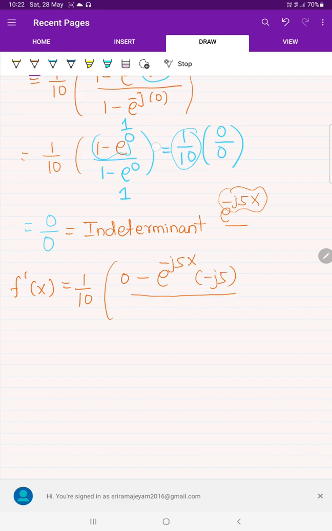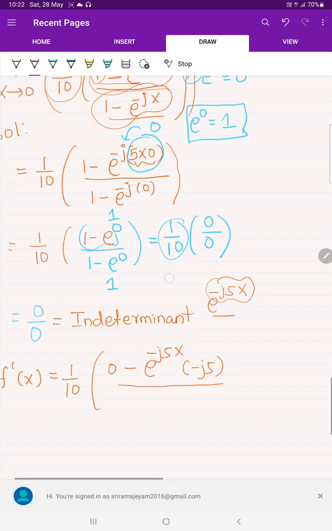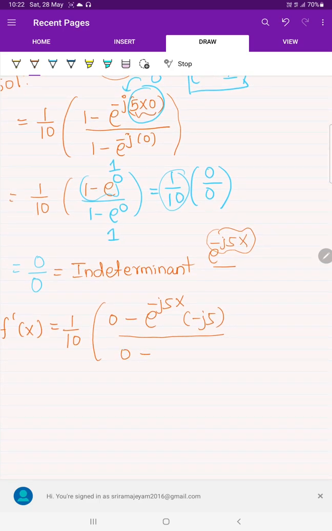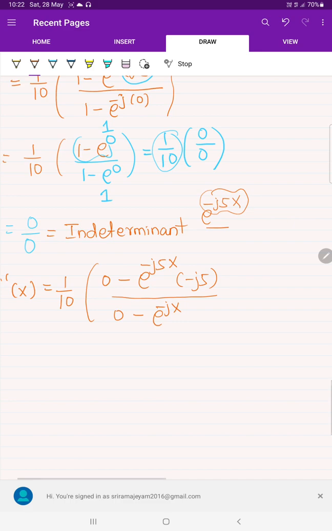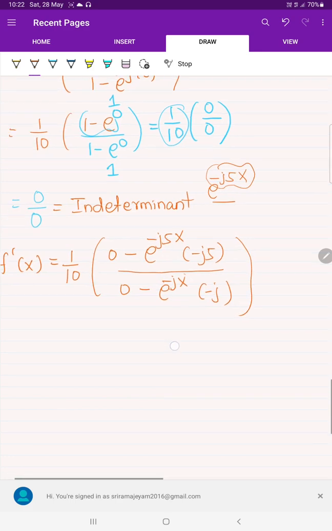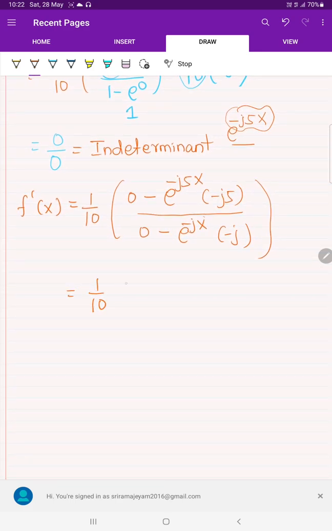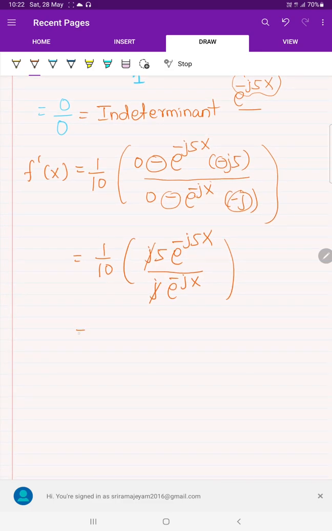Similarly, in the denominator, if you observe, we have 1 minus e power minus jx. Differentiation of 1 will be 0 only, minus e power minus jx. Once again, differentiation of e power minus jx will be e power minus jx only, but internal differentiation will give you minus j. Yes sir. So what we got here, the value of f dash of x is 1 by 10 into, in the numerator minus into minus will become plus, so j times 5 into e power minus j 5x upon, in the denominator, plus j times e power minus jx. j and j will get cancelled here. Observe it, focus properly, j and j will get cancelled.